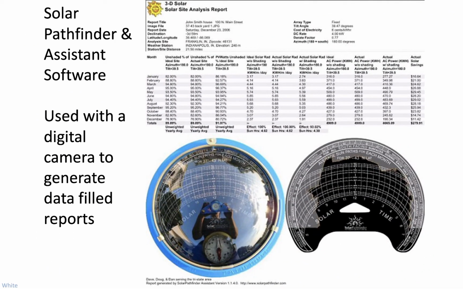Also with the Solar Pathfinder, you can take a picture, click your mouse around where all the shading objects are, and you get something like this. Import it into the Solar Pathfinder Assistant software, and it would generate a report to give you a hard number that says what percentage shading you had for the year. Neat stuff. And you know what? It doesn't even take batteries. So I would say that that reflection there is solar powered.